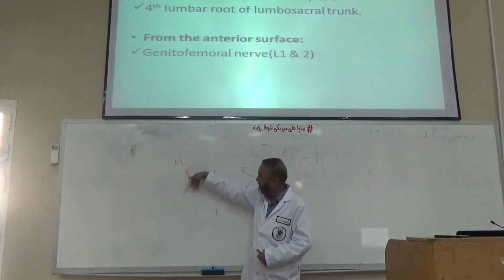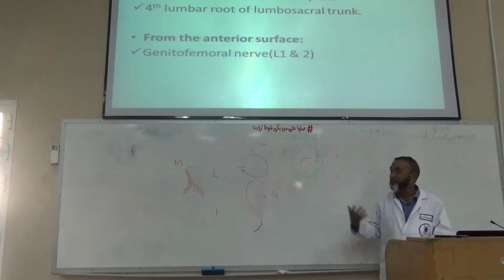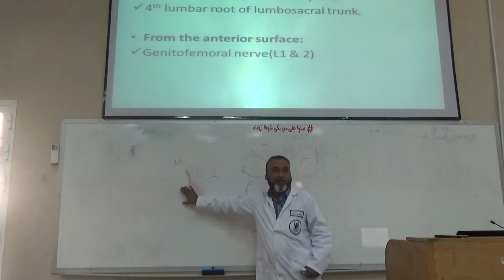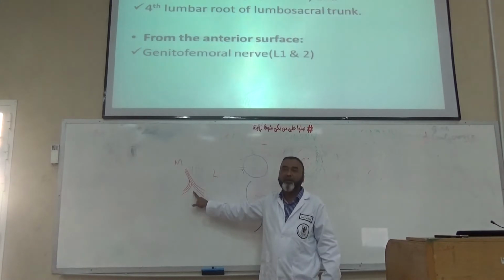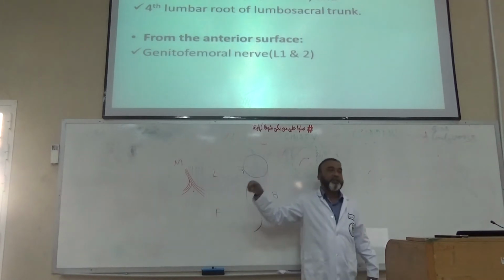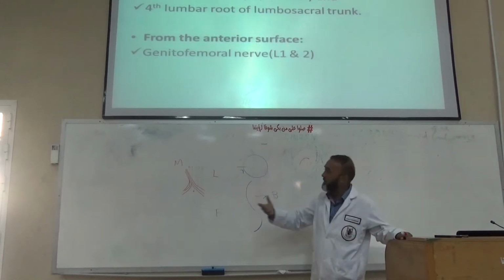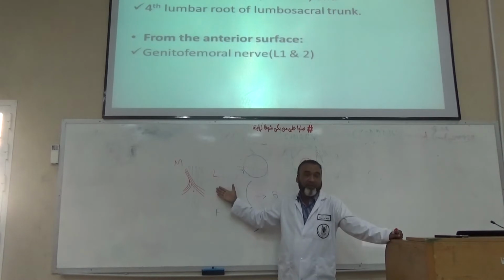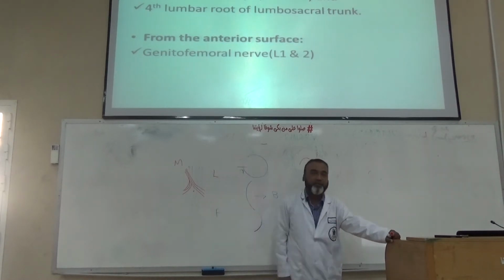So these are the branches coming from the lateral border, from the medial border, and from the anterior surface of the lumbar plexus. You should keep in mind what branches come from the lateral border, what branches come from the medial border, and which one comes from the anterior surface of the psoas major muscle. A question can be asked about which one is not coming from the lateral border, the medial border, or the anterior surface.